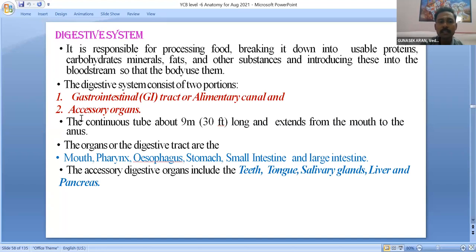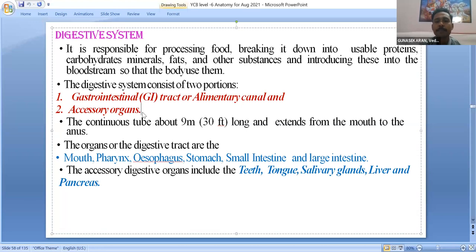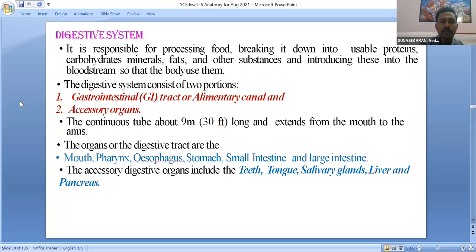Another is accessory organs. Just now we saw the anatomy of the digestive system. Can you say what the accessory organs are? Any idea about accessory organs?